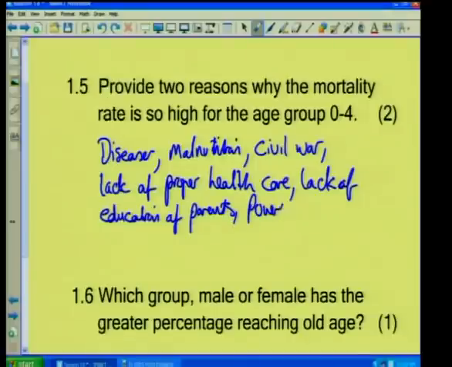Poverty, any here, you had to give two reasons. Any of these would have given you two marks.